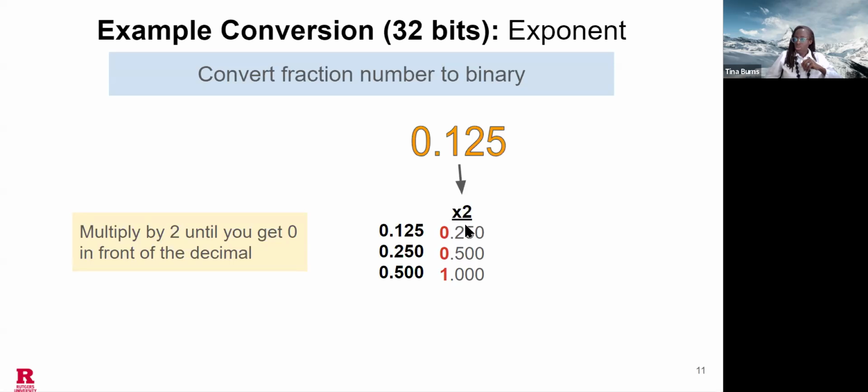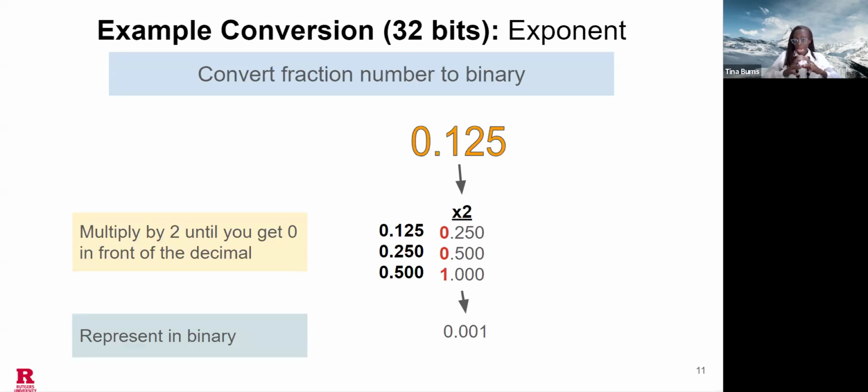So the first time, this is my first column, I take that initial number, multiply it by 2, I get 0.250. I then take 0.250, multiply that by 2, I get 0.500. Then I take 0.500, multiply that by 2, and I get 1. So now I have 1 here, and to the right of my decimal point, I have a 0, so that means I can stop. Now, these numbers that are highlighted in red, 001, are my binary representation of the fraction for this number.